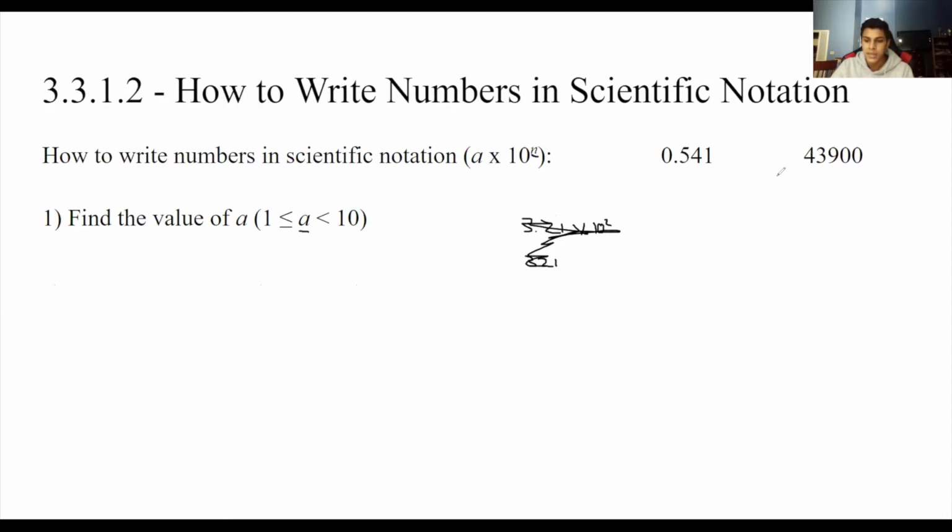So what does that mean in these examples? Well, in this example, my value of a, if I were writing this in scientific notation, would be 5.41. Because all the digits stayed the same and stayed the same relative to each other, except now I turned 0.541 into a number between 1 and 10. And in this example, 43,900, when I write it in scientific notation, the value of a will be 4.39. And all the digits stayed the same and stayed the same relative to each other.